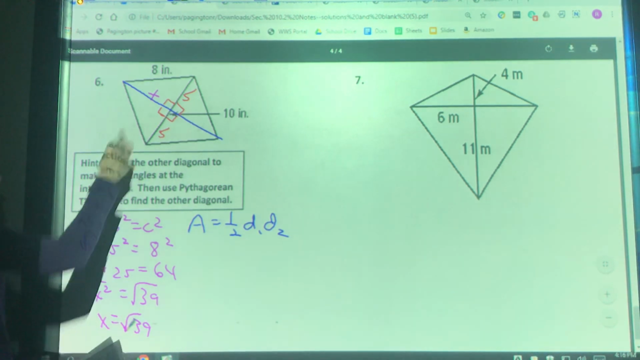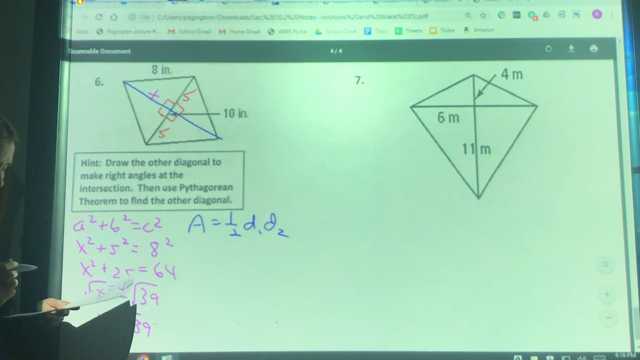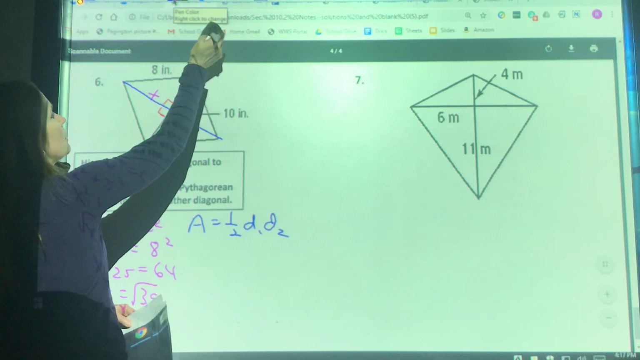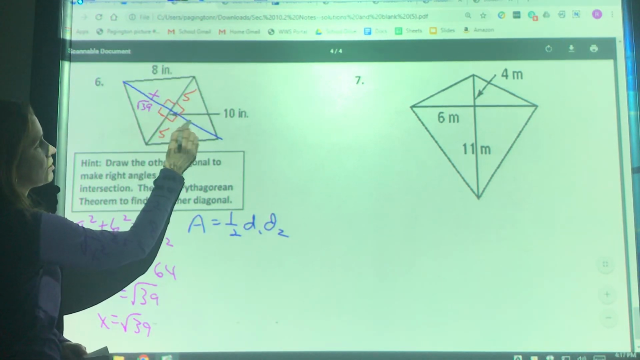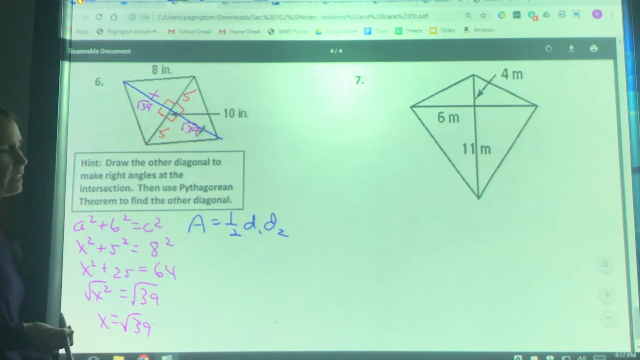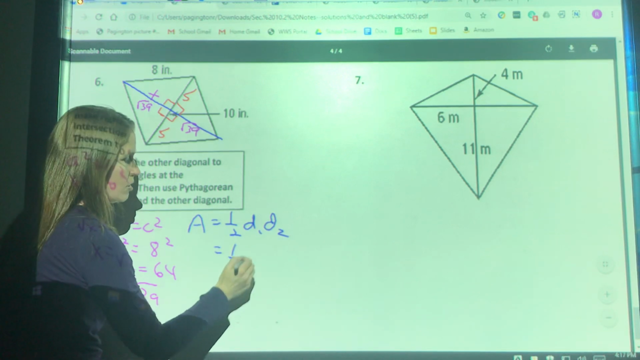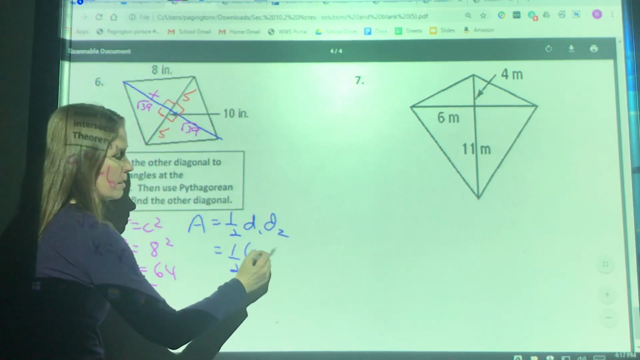Okay, so that gives me this length. And I also know that this length is also square root of 39. So I'm going to put that in my picture. Let's see. So that's square root of 39, and that's square root of 39. So now if I plug my information into my formula, I know that one diagonal they gave me to begin with was 10, so that's the easy part.